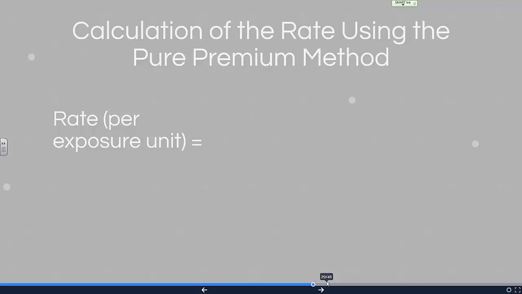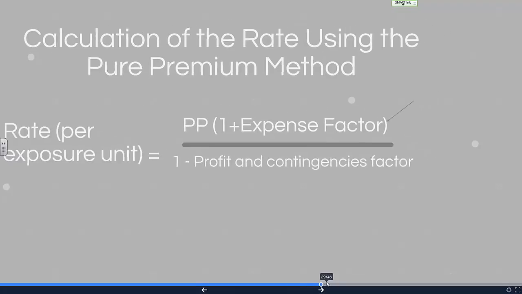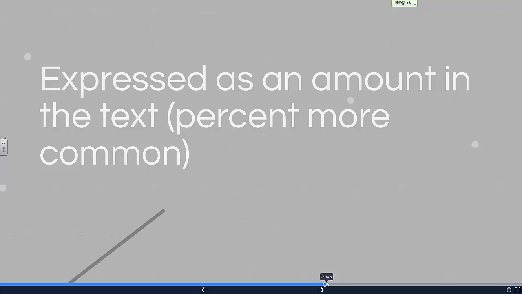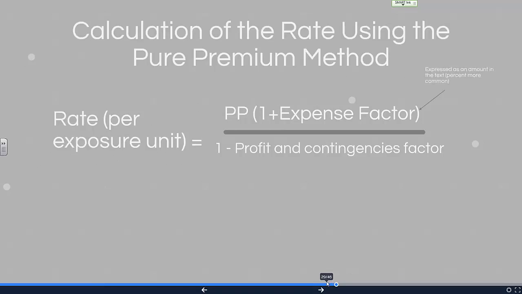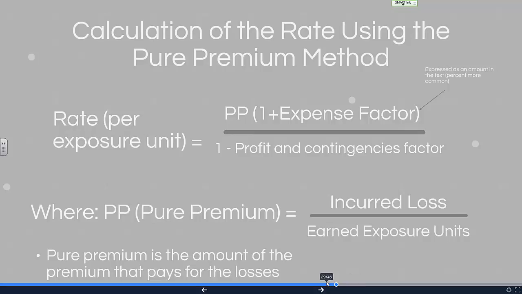The rate per exposure unit under the pure premium method is the pure premium times 1 plus an expense factor divided by 1 minus the profit and contingencies factor. As an aside, in the textbook, expenses are expressed as an amount, whereas here we'll express it as a percentage of premium. Expressing expenses as a percentage is more common. So what is the pure premium? The pure premium is the incurred losses divided by the number of earned exposure units. The pure premium specifically is the amount of the premium that pays for the losses. You should know how to calculate this.